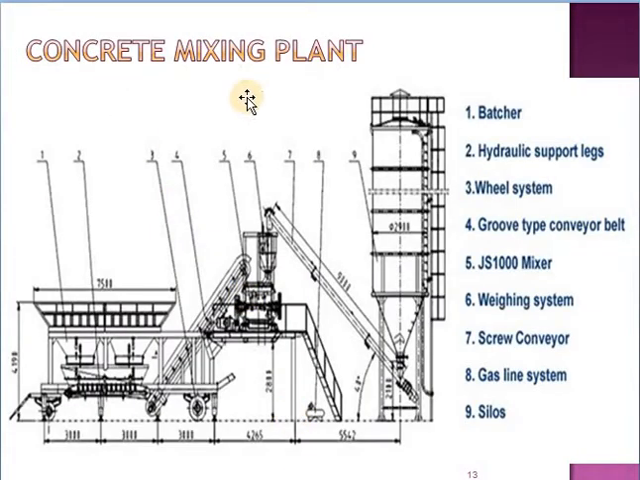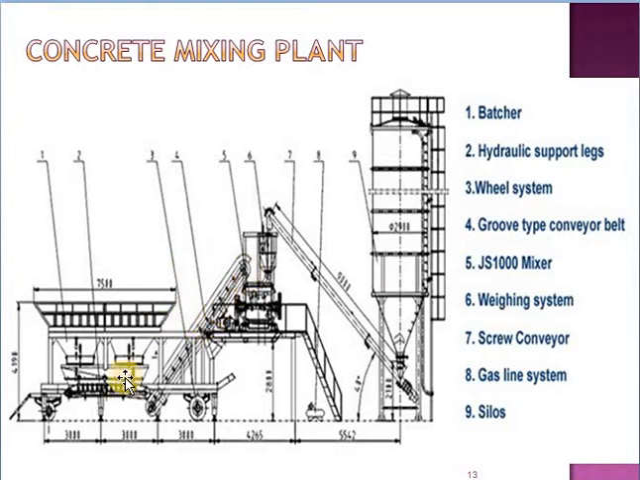So this is the concrete mixing plant where we can see, number one, the batcher. Second one is the hydraulic support legs. Third one is the wheel system, which will be moving to and fro, and fourth one is the groove type conveyor belt.